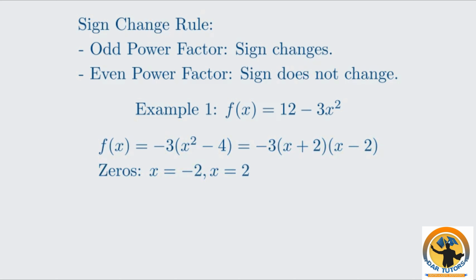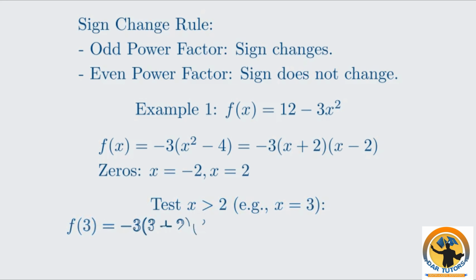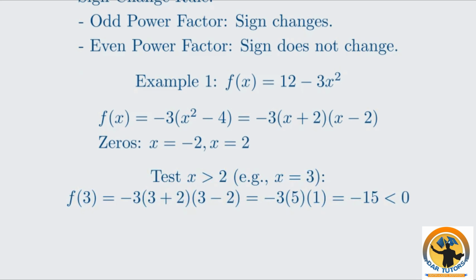Notice that the factors x plus 2 and x minus 2 both have an odd power, which is 1. This means we expect the sign to change at each zero. Let's test a value greater than 2, say x equals 3. f of 3 is negative 3 times 5 times 1, which is negative 15. So the sign is negative. Since the factors have odd powers, the signs will alternate. So it's negative, then positive, then negative.